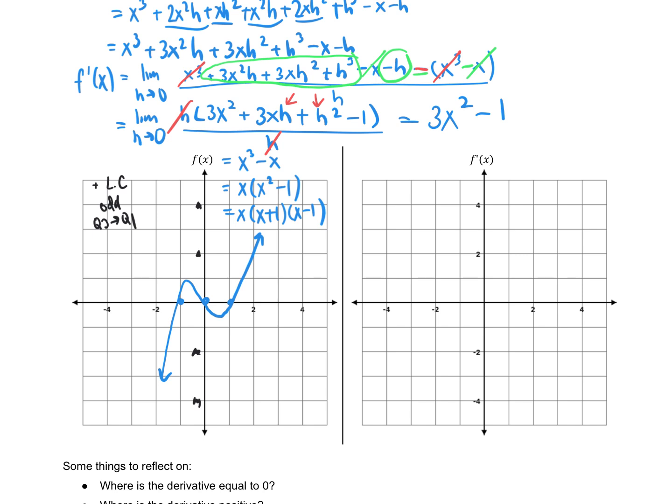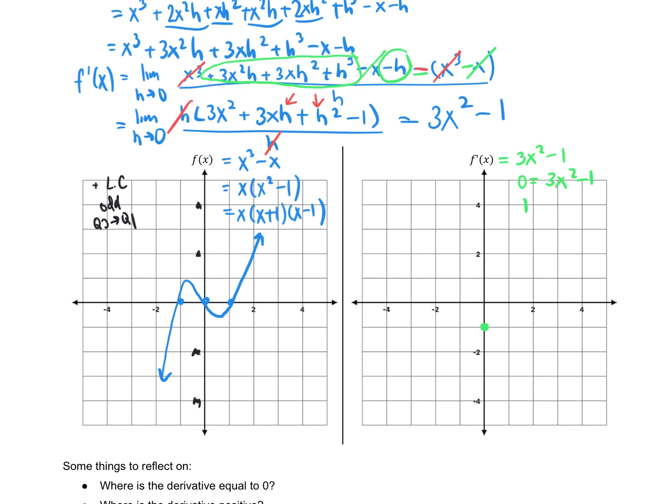Next, I'm going to graph the derivative. The derivative is 3x squared minus 1. I can't factor that, but I do know that the vertex is at -1 because that is technically in vertex form. I can also solve for the zeros by setting the equation equal to 0.